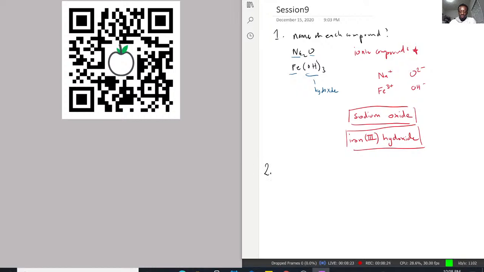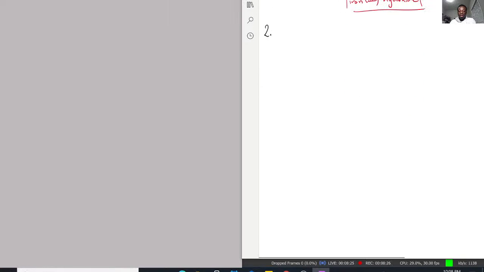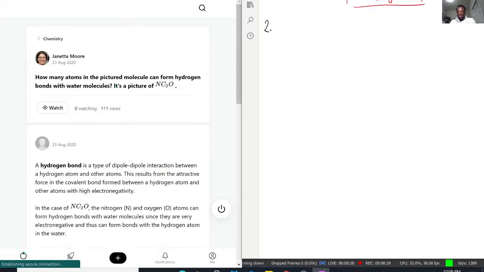Question number 2. For 2, we have, how many atoms in the pictured molecule can form hydrogen bonds with water molecules? It's a picture with NCO2. So this is a very strangely worded one.